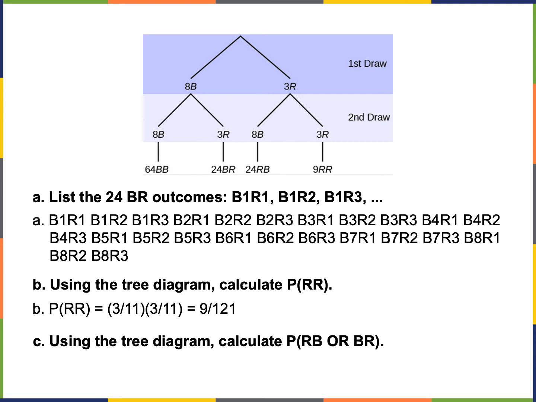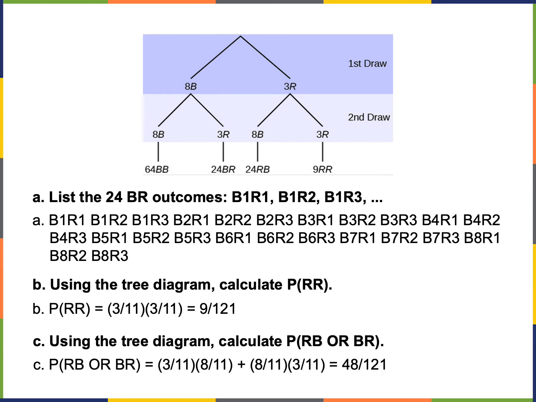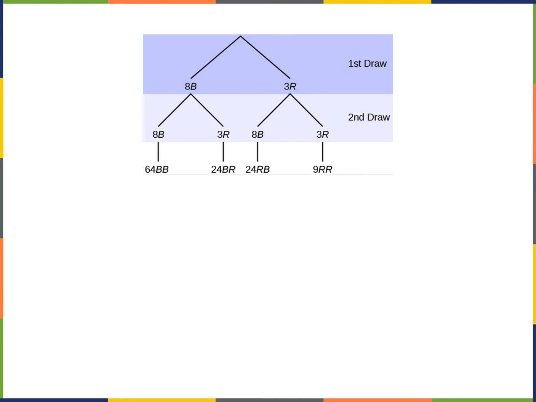Remember, you would get P of RB plus P of BR, and if there's an intersection, you would subtract that, but there isn't. So P of RB is 24 out of 121, and BR is also 24, so the total would be 48 out of 121. So there's two ways to do this. You can multiply the branches, I mean, multiply the probability of red times the probability of blue plus the probability of blue times the probability of red.